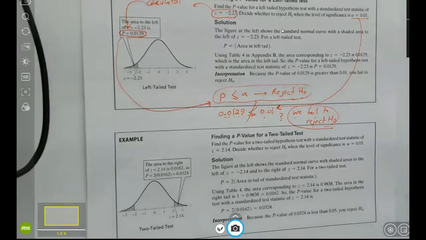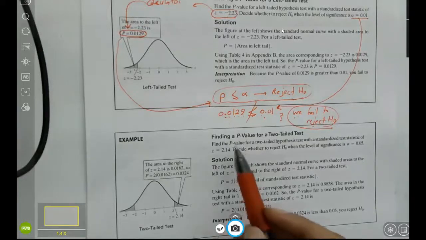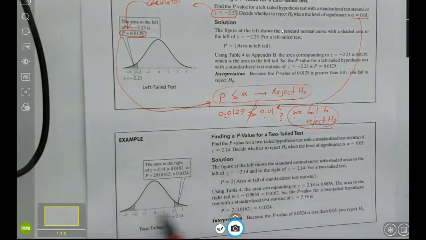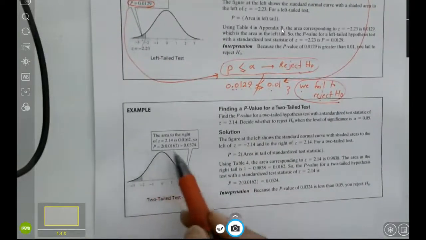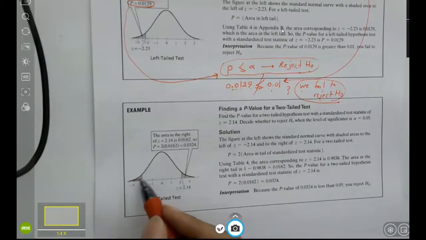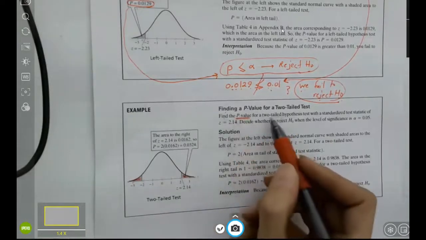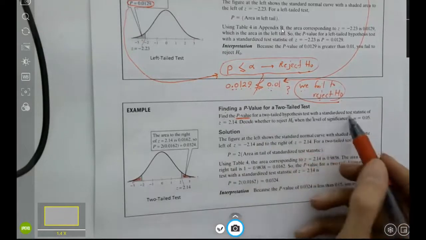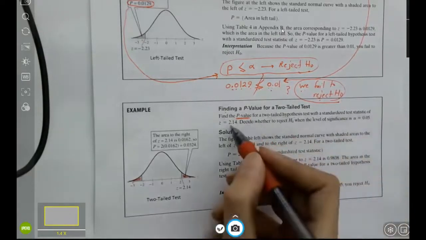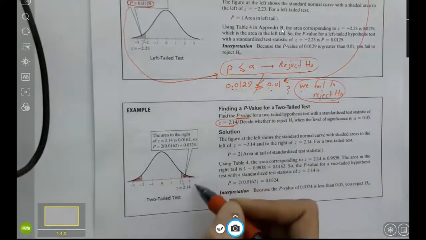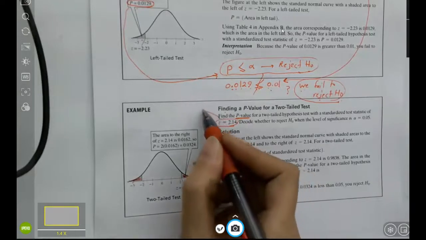So our next example says, finding a p-value for a two-tailed test. So here you have a two-tailed test. As you can see, your graph has two shaded parts, on the left and on the right. Question says, find the p-value for a two-tailed hypothesis test with a standardized test statistic, which is given to us as z equals 2.14. Z is given to us. We need to find the p-value.